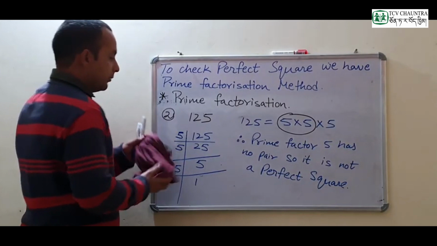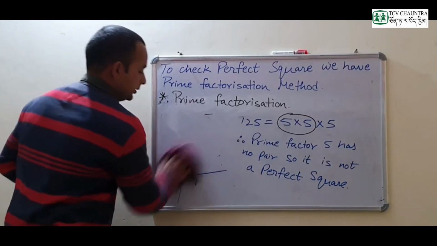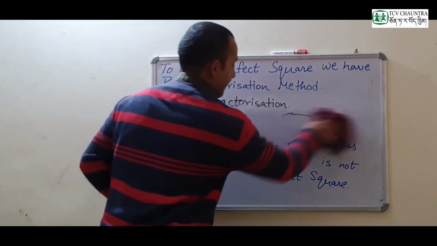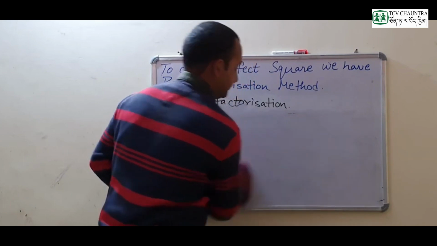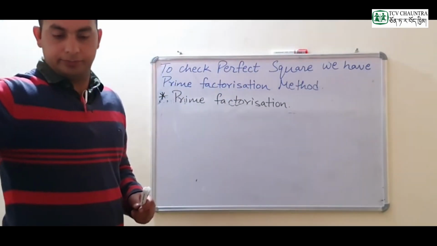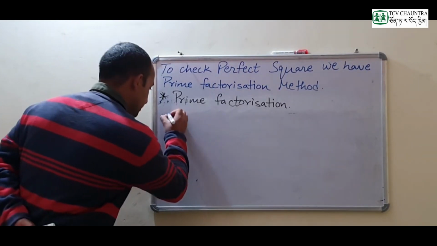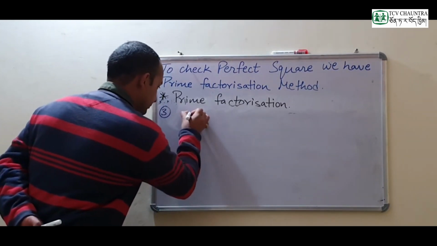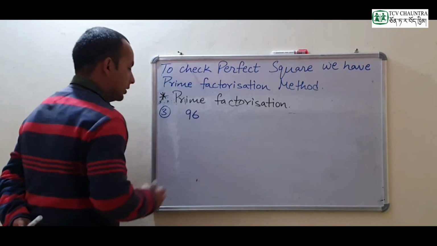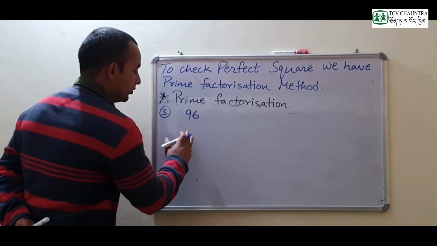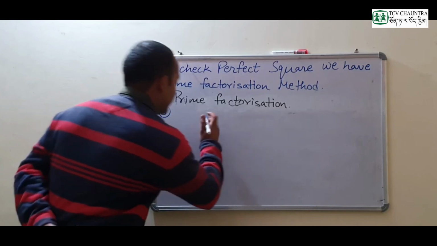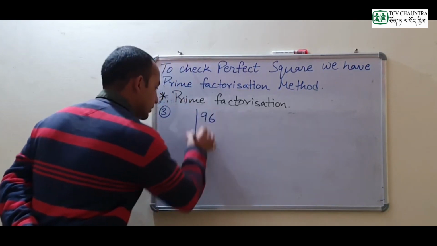Okay, one more example. Let us take 96. So we are going to check for 96.